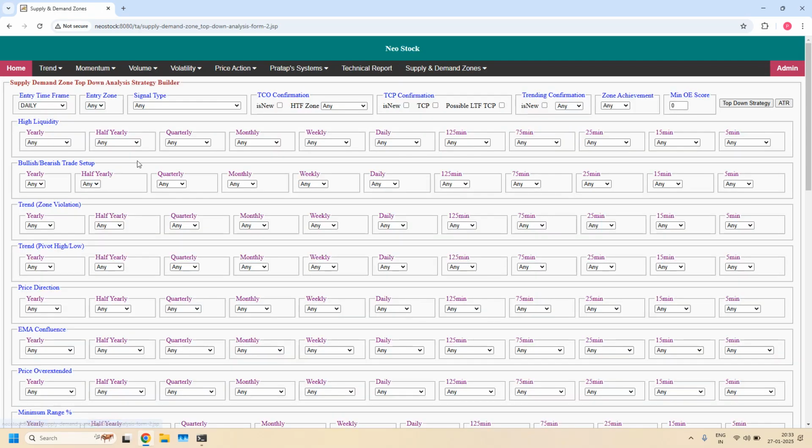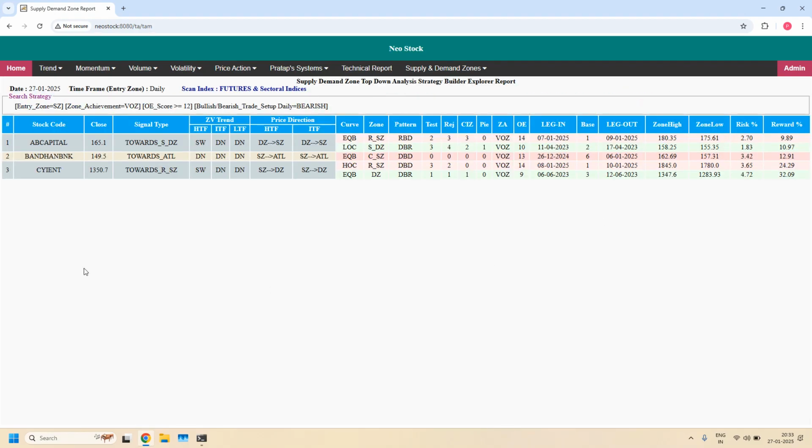Next, bearish trade setup, monthly income trade, entry time frame daily, entry zone, supply zone. In bullish or bearish trade setup at daily, I am selecting bearish. Zone achievement VOZ, minimum odd enhancer score 12. Both filters applied to daily supply zone. We got 3 stocks. These 3 are supporting the bearish trade setup for monthly income trade.